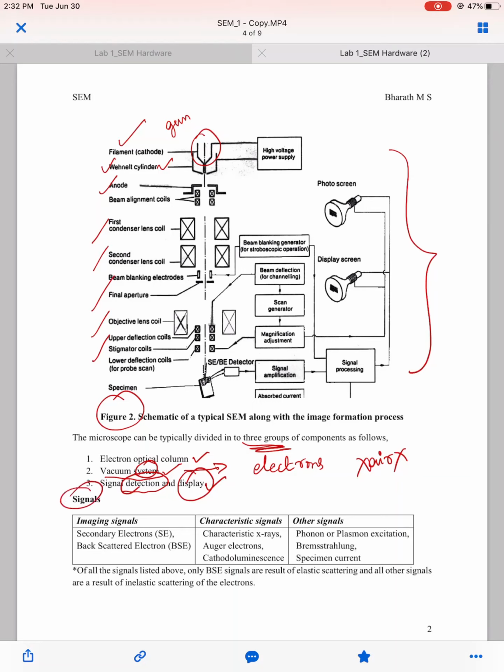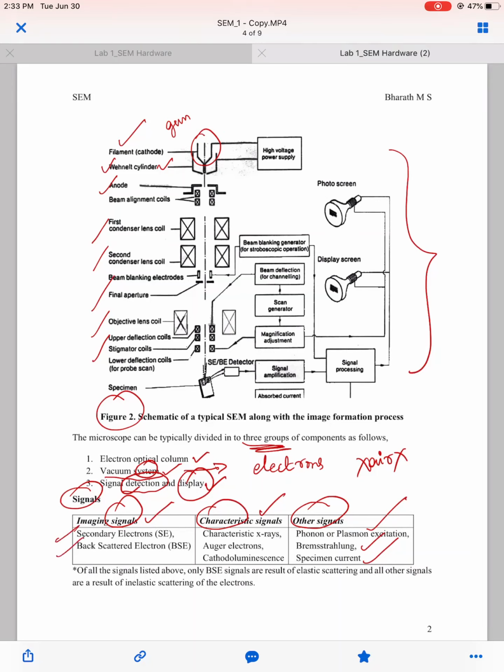The signals that are generated are a wide variety of signals, that include imaging signals, basically the image signals that are used to construct an image of the sample. There are characteristic signals which can provide information about the chemical composition, about the oxide composition of the samples. And there are other types of signals that include phonon, plasmon excitation, Bremsstrahlung, specimen current, and so on. So there are a wide variety of signals that are generated for various purposes, which we'll see later.